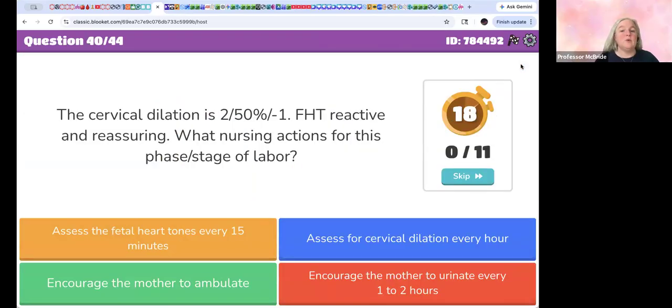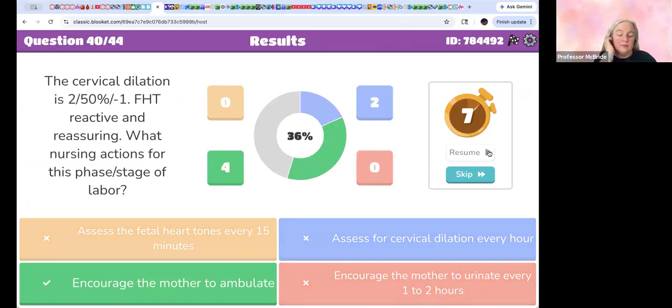Cervix is 2, 50%, and -1. Fetal heart rate is reactive and reassuring. What nursing actions would be best for this stage and phase of labor? Okay, what stage and phase of labor is this patient in?